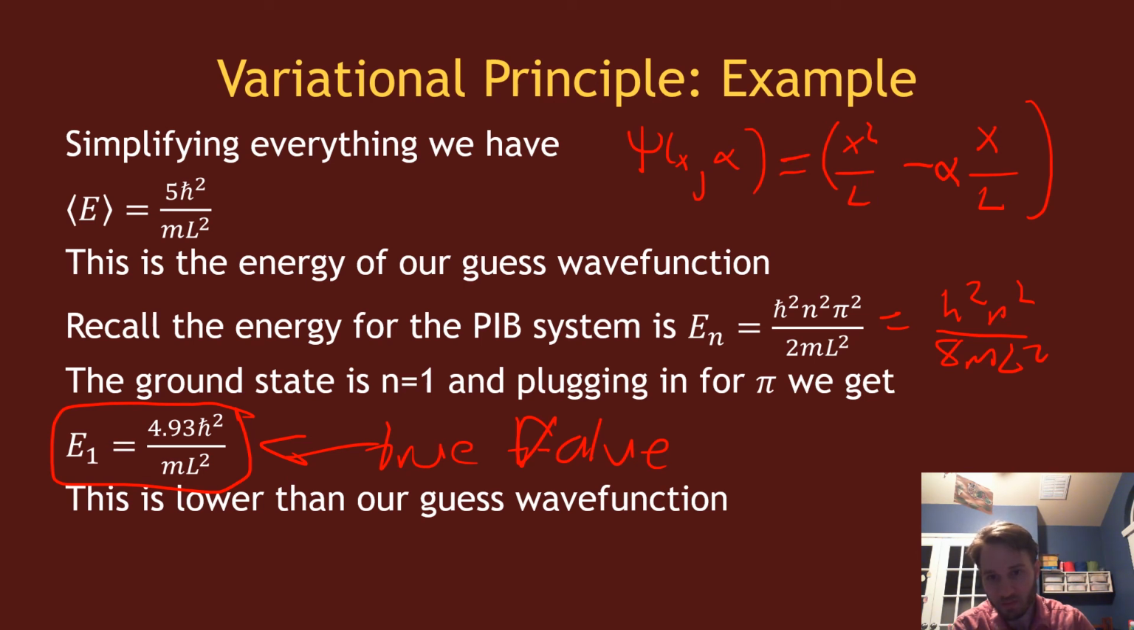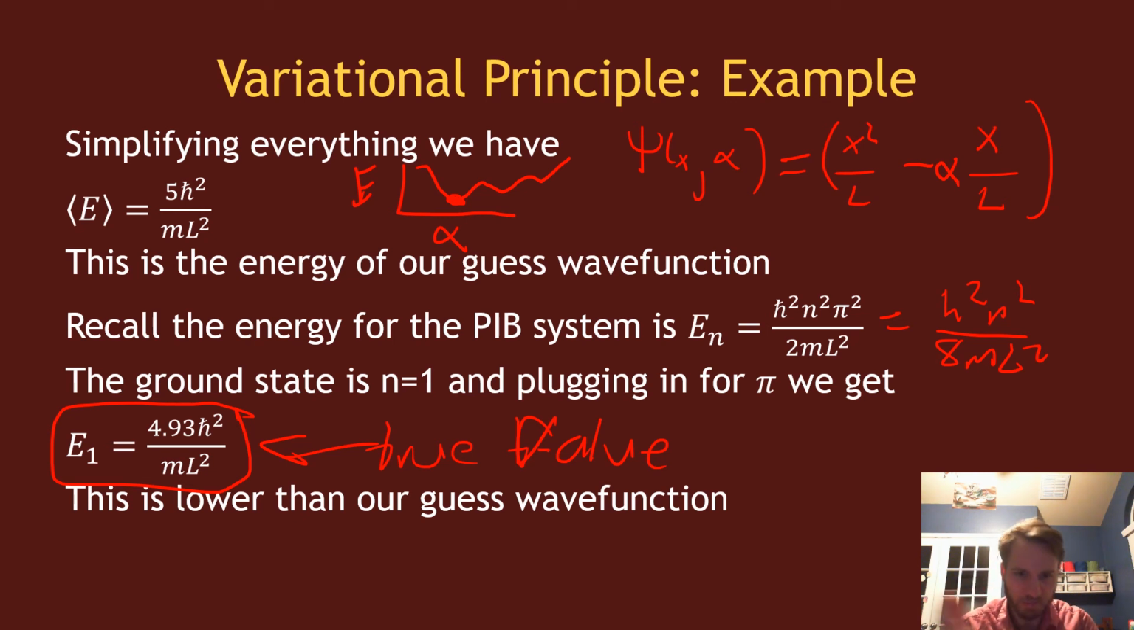And then what you can do is vary alpha, so you can change alpha to try to minimize your energy. So if you were to plot alpha versus the energy, you'd get some curve, and there will be some optimal value of alpha that gives you the lowest energy, and that gives you your best guess wave function. And so that is how we use the variational principle to study molecules. We'll talk more about that in a future video, but that's the idea.